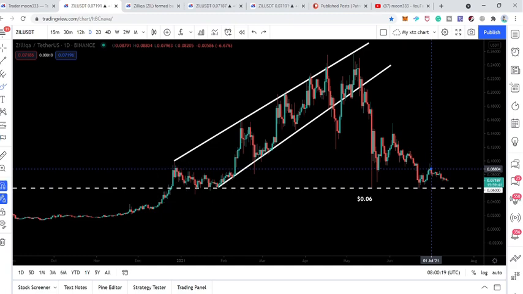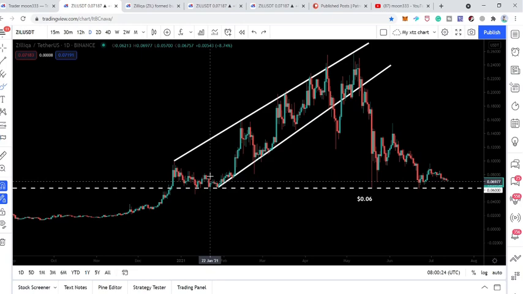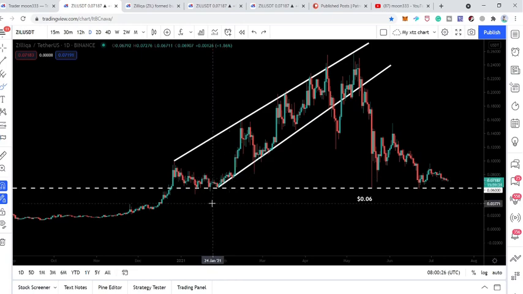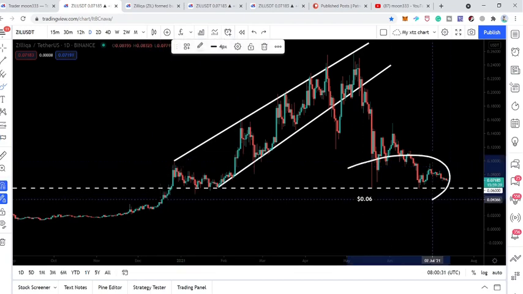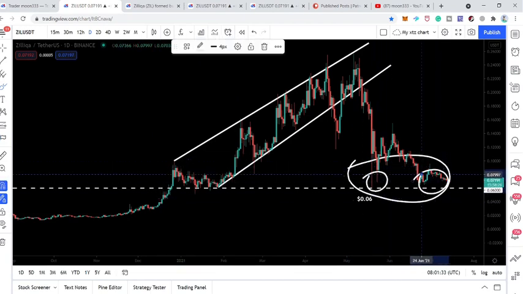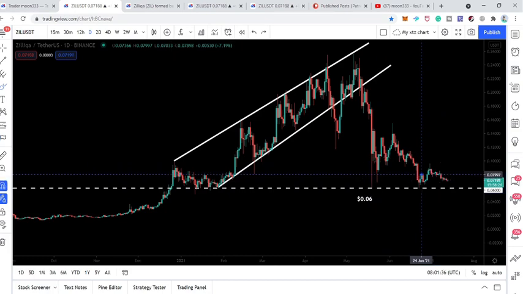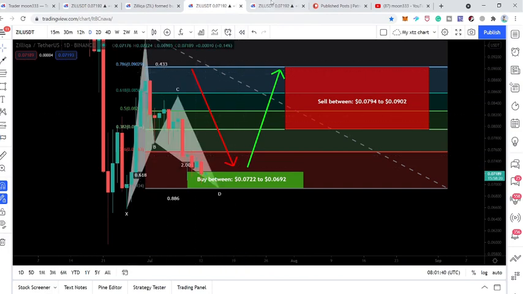So it had been working previously here in December 2020 as a support, and in January 2021 as a support here for a long time period, and now it is working as a support again and again. Therefore we can set this level as our stop loss while we are trading this pattern, this smaller pattern, or this bigger pattern. Okay, if we are trading this smaller pattern, then our buying range starts from 7.2 cents and goes down to 6.9 cents, approximately 7 cents.